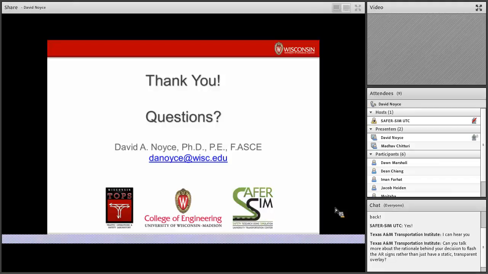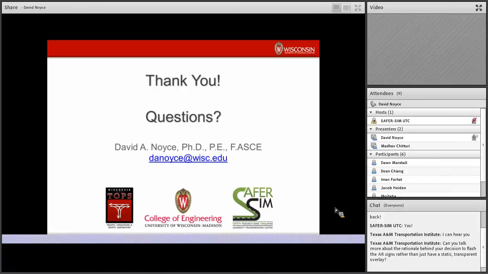So we thought this may be a better way to at least initially grab the attention of the driver when these warning signs or the appropriate information needed to be presented to the drivers, primarily as they entered a horizontal curve. Now, our scenarios were limited, and I didn't talk much about the pedestrian crossing scenarios that existed and that we looked at.